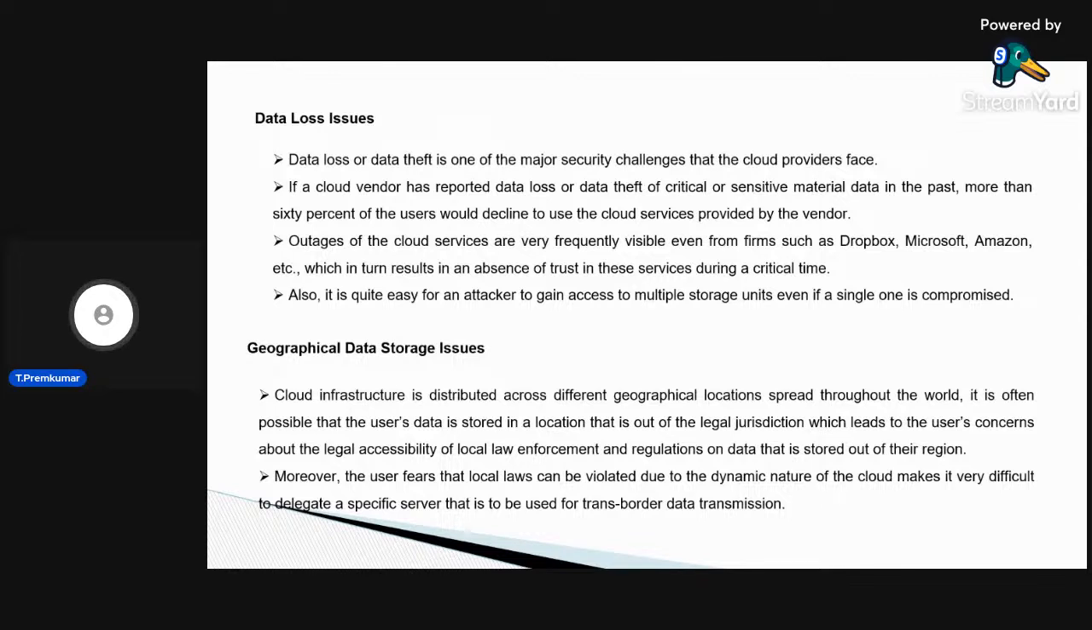Moreover, the user fears that local laws can be violated due to the dynamic nature of the clouds, making it very difficult to designate the specific servers that are to be used for trans-border data transmissions.